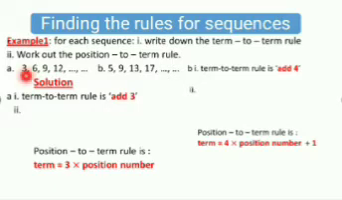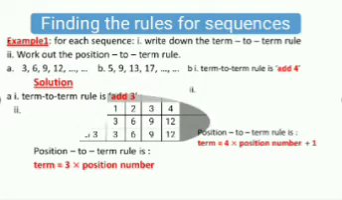So this is what we are saying: 3 plus 3 is equal to 6. 6 plus 3 is equal to 9. 9 plus 3 is equal to 12. So you can observe that the numbers here are increasing by 3 each time. So that is why the term to term rule is add 3.